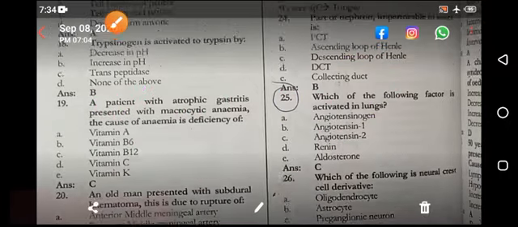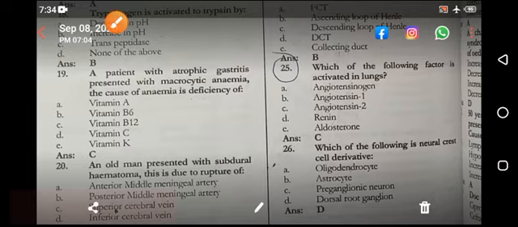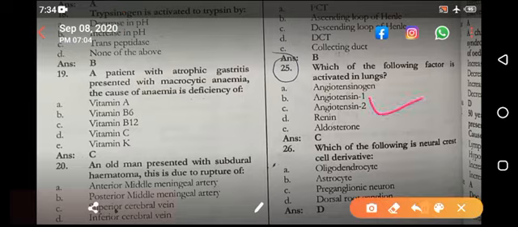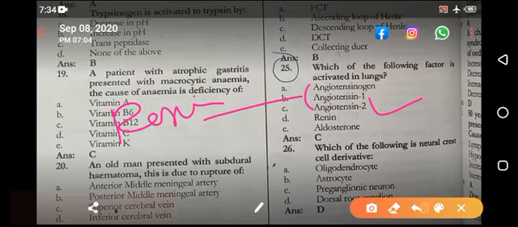Which of the following factors is activated in the lungs? The answer is angiotensin 2. You have angiotensinogen that is converted into angiotensin 1 by renin. Then angiotensin 1 is converted to angiotensin 2 in the lungs, that is, in the endothelium of the lungs. There is an enzyme called ACE, angiotensin converting enzyme. That converts 1 to 2, and then angiotensin 2 causes its activity, increasing blood pressure and so on.